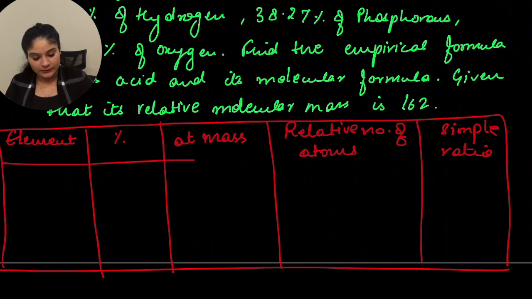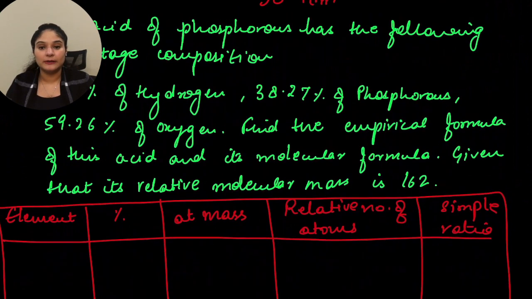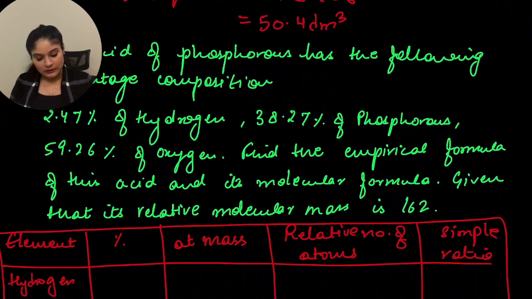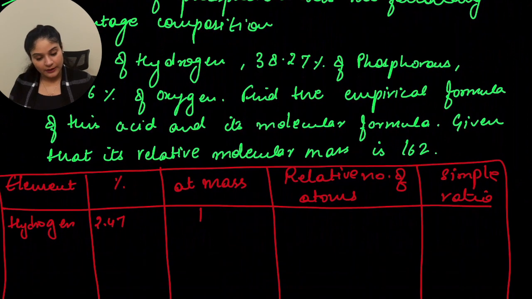Okay, let's start with the first one. So the elements that are given to me. I have hydrogen, given to me as 2.47, atomic mass is 1.